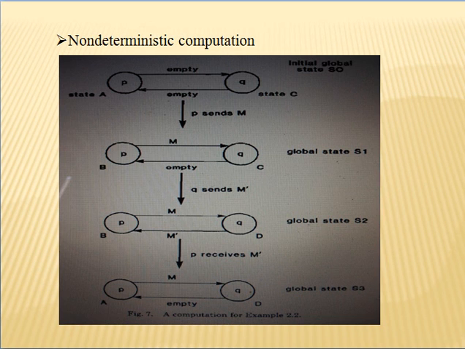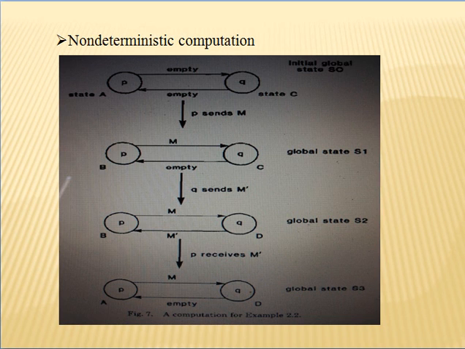After Q sends M dash, we will get another global state, as we can see in the figure. And after P receives the M dash, we get another global state. So these are the events that happen.